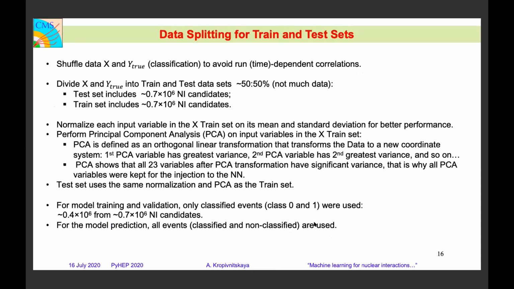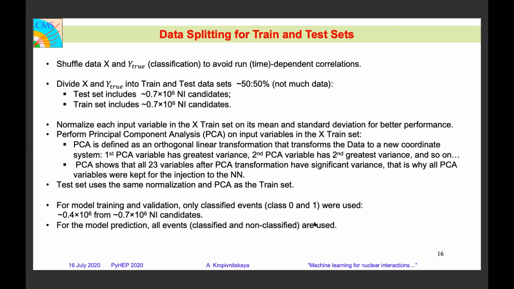So when we classify data, we are ready to shuffle data to avoid run-time dependent correlation and divide our data into the train and test set. We divide it in proportion 50 by 50% only because we don't have much data, so we need a lot of data for training. This way, the test and train sets each include around 0.7 million nuclear interaction candidates.